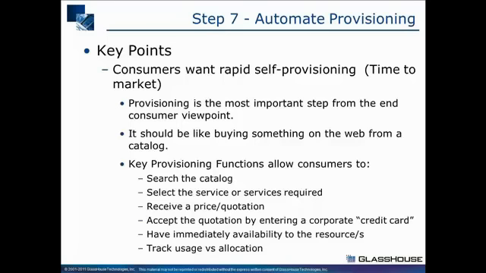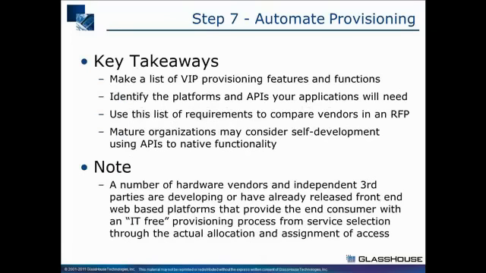And when you look at this, you think, my goodness, this should be a bill of rights for the consumer. They should be able to look at a catalog, select their services, get a quote, accept the quote with their credit card, have immediate availability, and track usage. Goodness me. So why can't we do that today? And the answer is the complexity of our environment, the complexity of our processes, the complexity of the current deployment architecture, and these are things that are driving the vision of the cloud as a new way to do things.